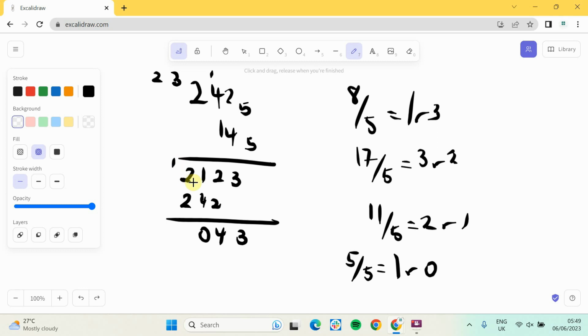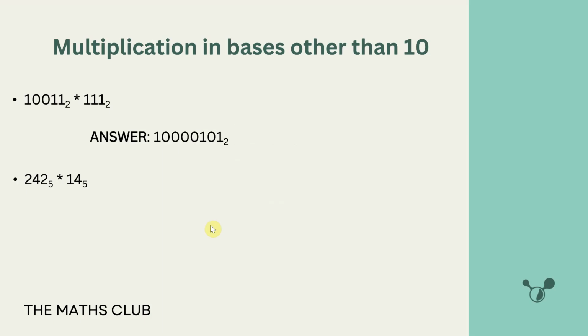1 plus 2 is 3. 3 plus 2 is 5. So this also works. So I'll write 0 and carry over 1. And because there's nothing else to multiply, right, or add, I'll just bring this 1 down. So in base 5, when you multiply these two, our answer is going to be 10043. Let's see. Great. And this is our answer.